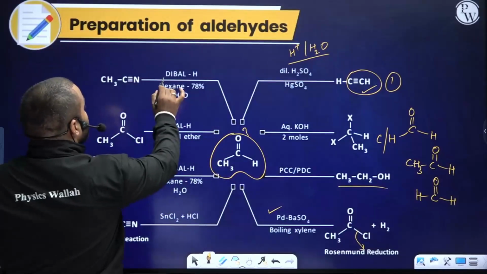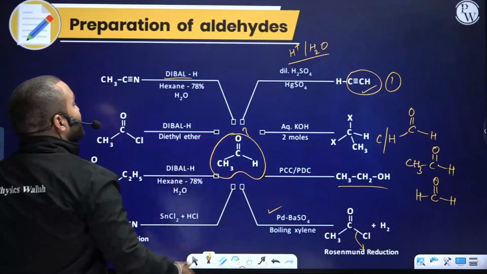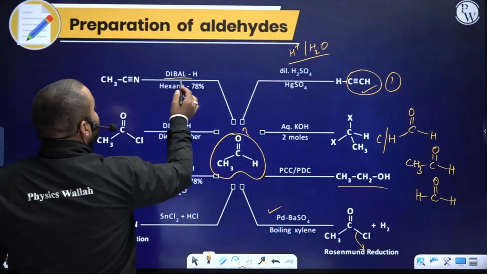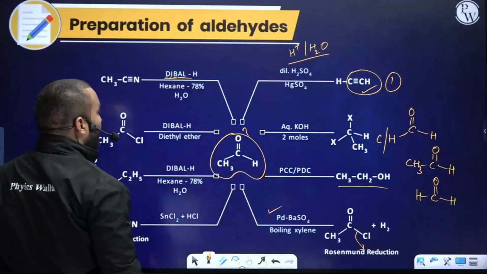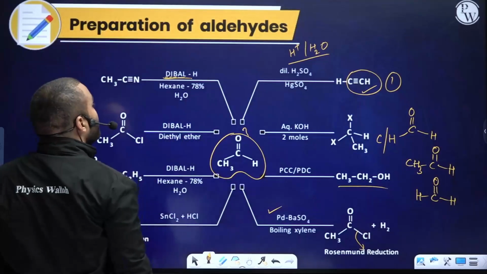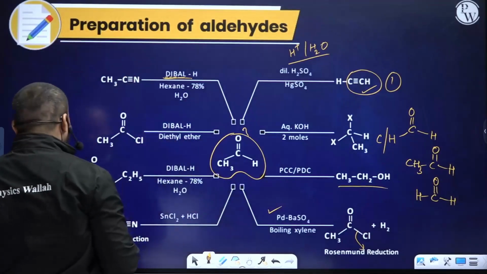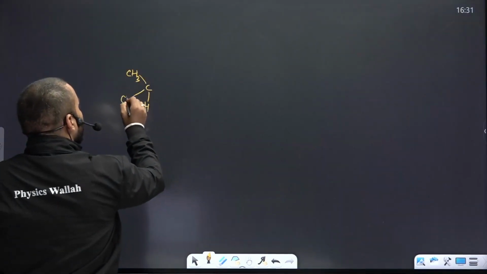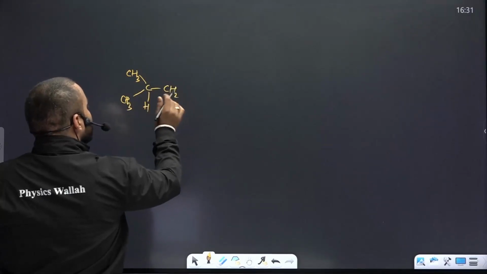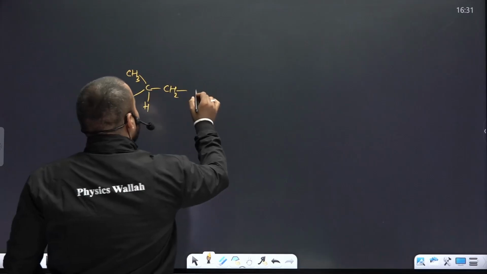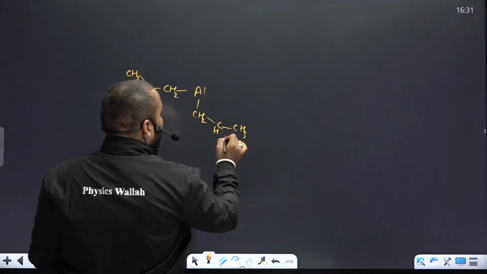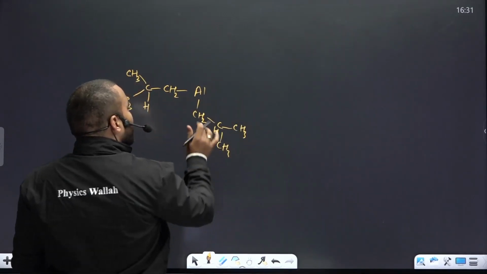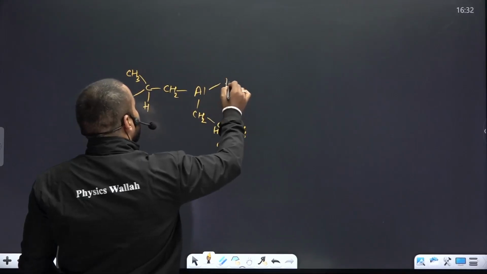This is pronounced as DIBAL-H. You have to read it as DIBAL-H. DIBAL means diisobutyl aluminium, with hydrogen. So what does an isobutyl group look like? There will be a CH3 connected to another CH3, and that has to be connected with carbons 1, 2, 3, 4. This is connected with aluminium. There is another isobutyl group present, so this is diisobutyl aluminium with a hydride. There is a hydride present.